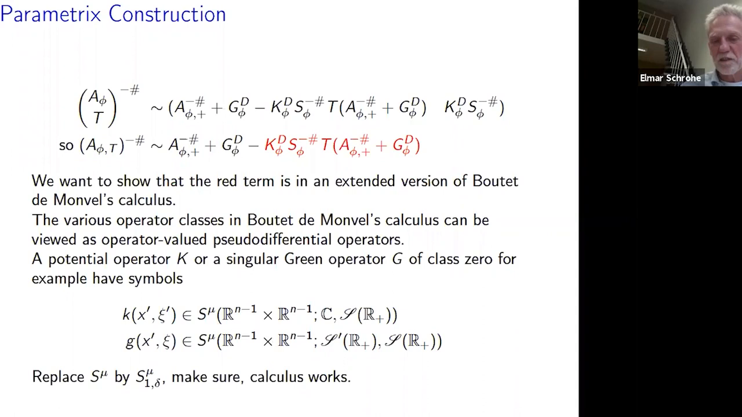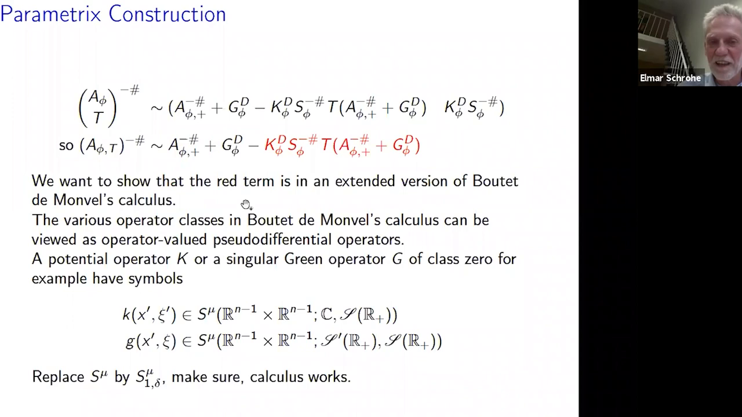For example, potential operators or Poisson operators are pseudo-differential operators acting from C to S, and singular Green operators are, at least if they have type or class zero, pseudo-differential operators acting tangentially, like pseudo-differential operators, and in the normal direction, like smoothing operators from S prime to S. And so here, where we usually have the standard symbol classes, we just take the symbol classes associated with S^1_{1,δ}. And you have to make sure the calculus works. So this is the technical part where you have to put in some work. But the idea, as you see, is very basic.